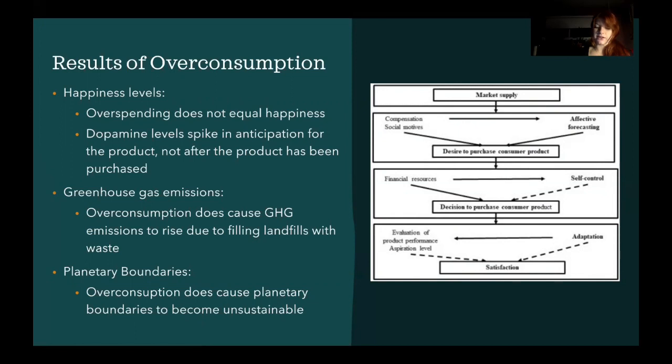The truth of the matter is dopamine levels decrease once the product has been received. The anticipation of receiving an item, or the anticipation surrounding the planning of placing a purchase, is where dopamine levels peak. Once the item has been purchased, dopamine levels decrease almost instantly. This answers the question that consuming material products in excess will not give individuals lasting happiness.